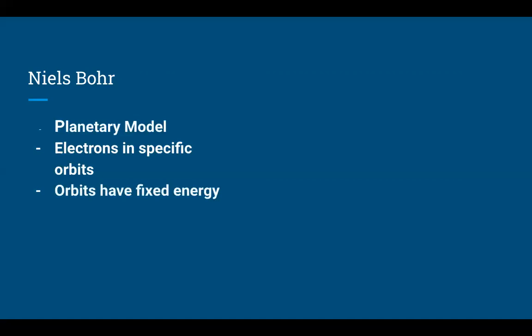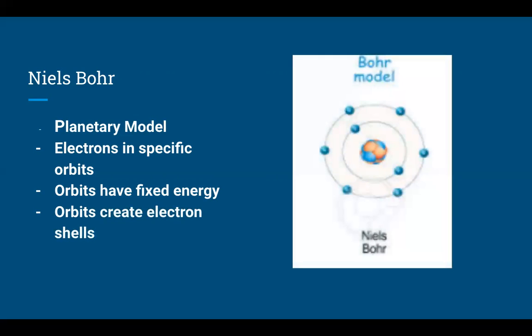So he said that I have my nucleus, which is the same thing that Rutherford said, but there are going to be these fixed energy levels called orbits that are around the nucleus where the electrons are going to travel. And he referred to those as electron shells.